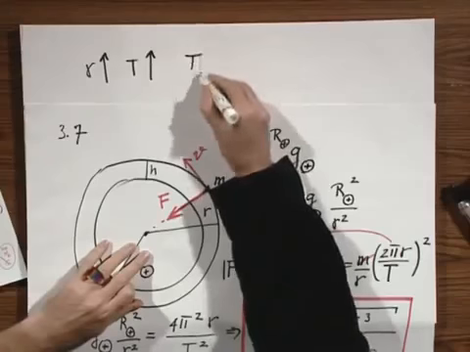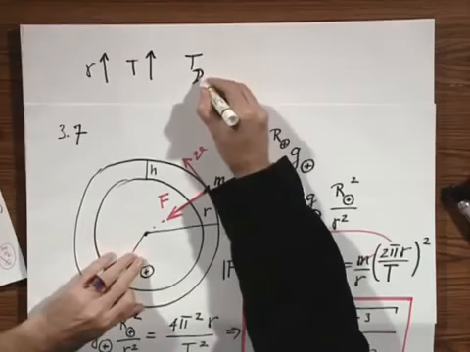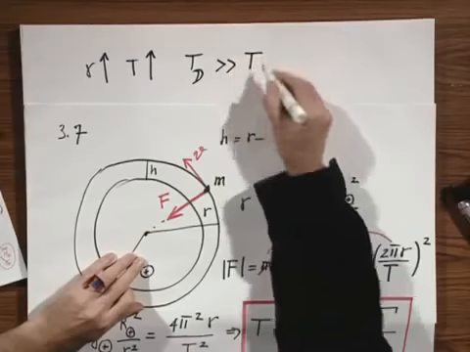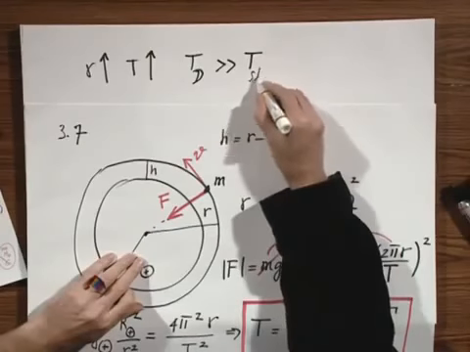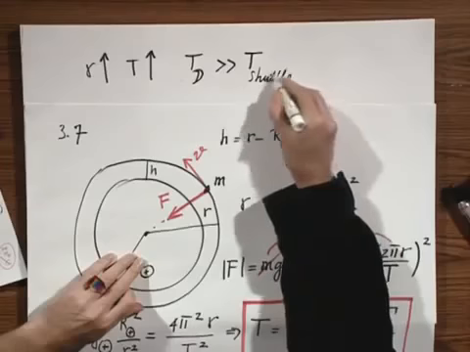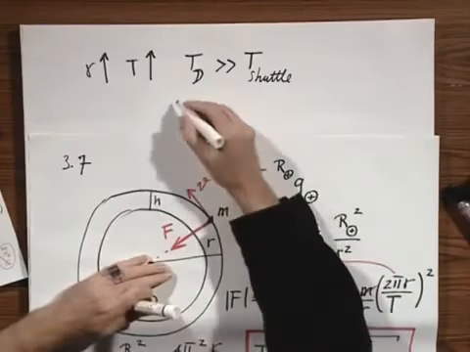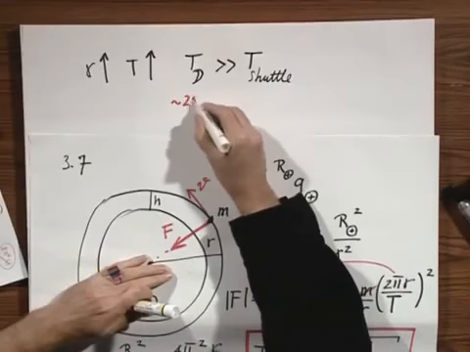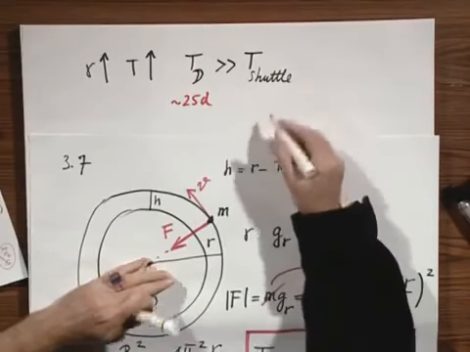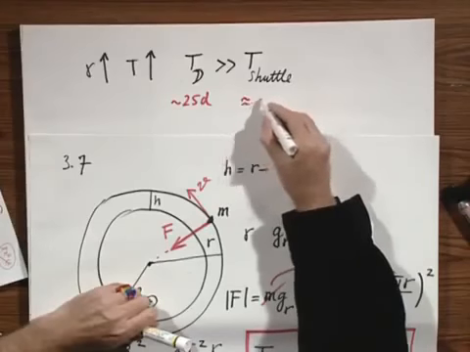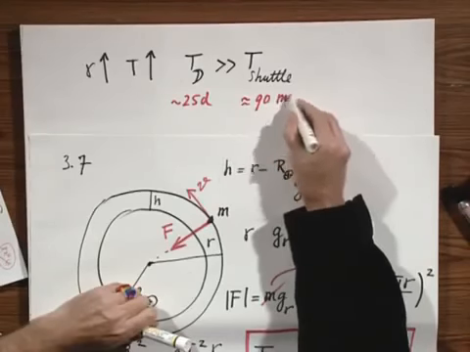Well, we all know that the orbital period of the Moon around the Earth is substantially larger than the orbital period, for instance, of the shuttle. The orbital period of the Moon around the Earth, if I round that off, is about 25 days, and the orbital period of the shuttle is something like 90 minutes.